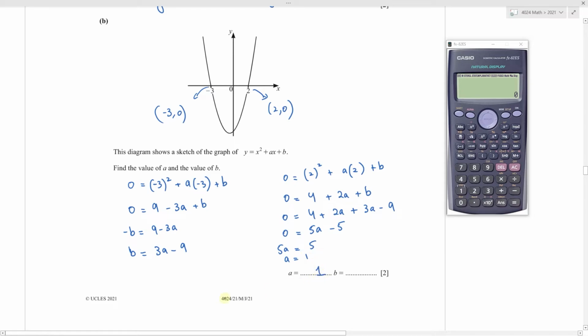So your value of a is 1, and let's substitute a equals 1 here. So I will get b equals 3 times 1 minus 9, which is 3 minus 9, which is minus 6. So your value of b is minus 6.